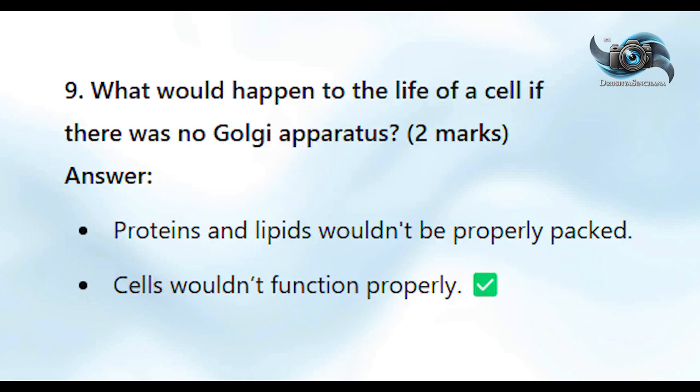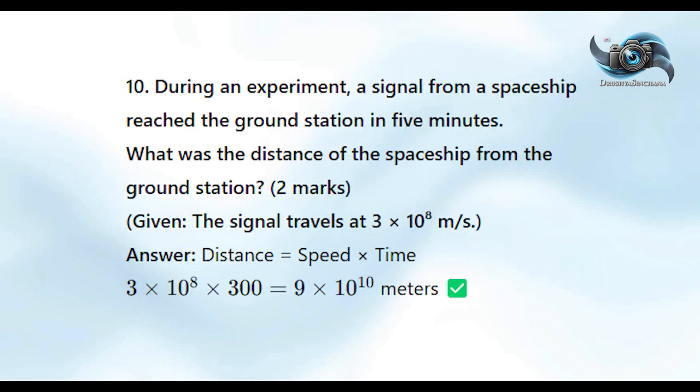Question number 9. What would happen to the life of a cell if there was no Golgi apparatus? Answer. Proteins and lipids would not be properly packed. Cells would not function properly.